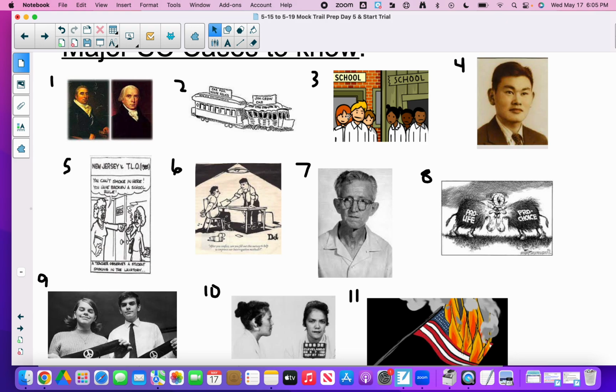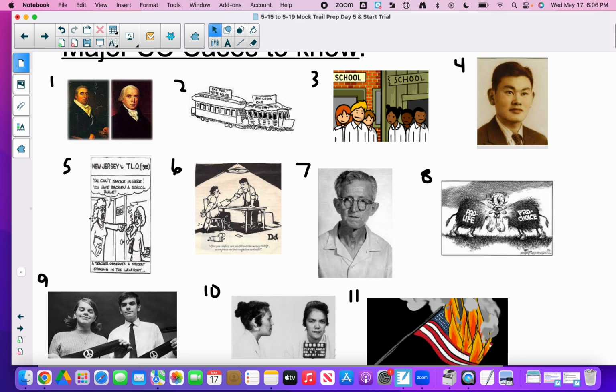And in that case, it was decided that segregation is unconstitutional. In case number 4, Korematsu versus the United States, this man was forced to go to a relocation center for Japanese Americans because of the attack on Pearl Harbor. The Supreme Court ruled that it was 100% allowable by the U.S. government to relocate him in fear of the Japanese future attacks.